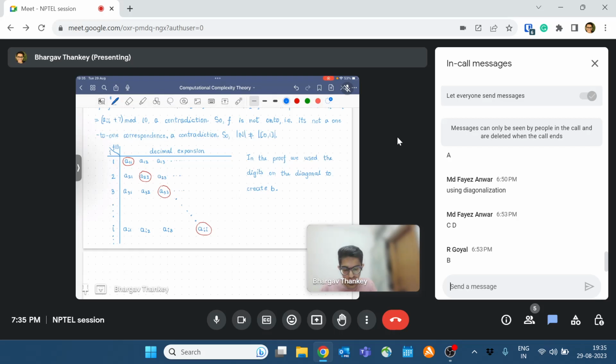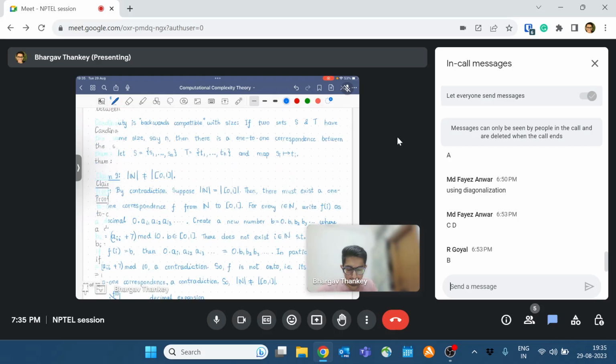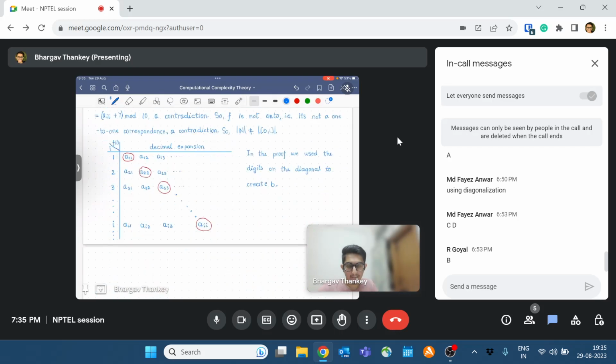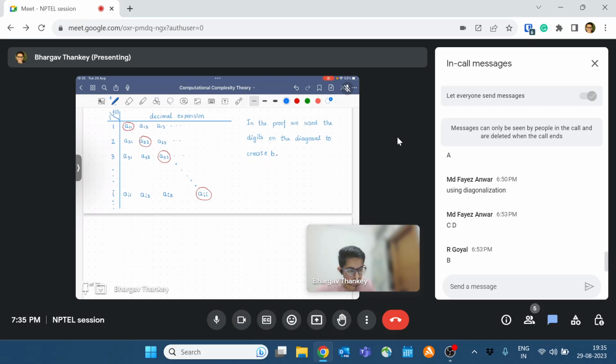May I say one thing here? Adding 7 to a_ii is, in essence, just trying to get a digit which is different from a_ii, the i-th digit of B, for the number B. Suppose we are trying to create B, and we want it to be different from all the numbers in this list. So B differs from the image of 1 at the first digit, B differs from the image of 2 at the second digit, and so on. So in this collection, B doesn't match any of these.